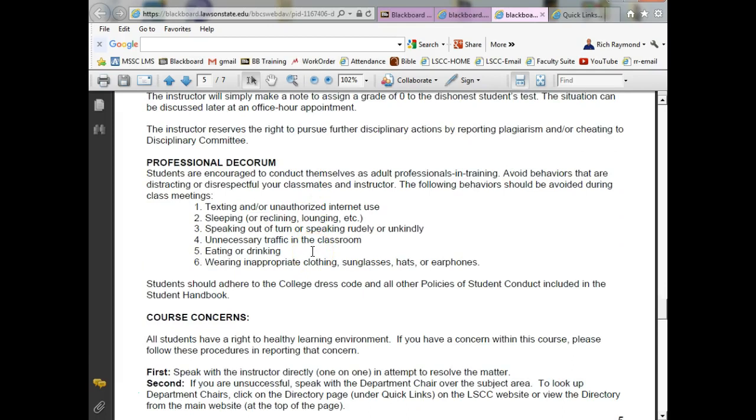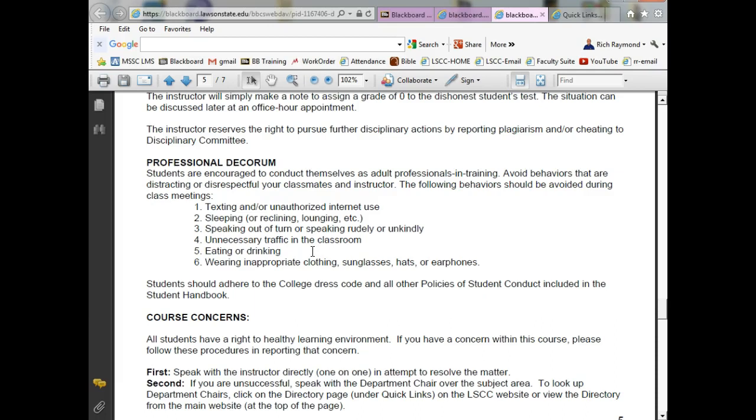Decorum. Texting and unauthorized use of internet. Leaving the course, speaking out of turn, unnecessary travel in the classroom, eating and drinking. Now I don't allow eating in my classrooms. I don't mind if you bring in something to drink, as long as you take it out of here when you leave. Everybody understand that? Take your cans and put them in the trash can. I don't want to come back and have to clean up after you.